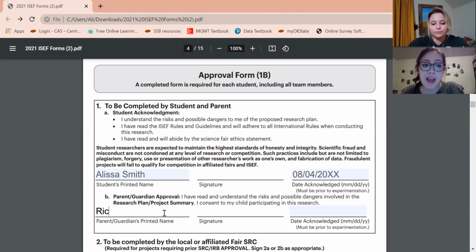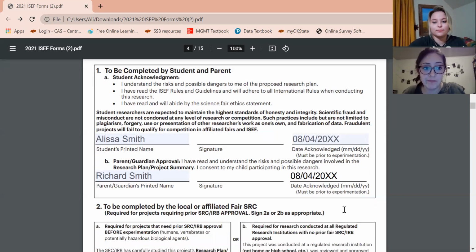For the parent's name, please use their full name and not a nickname. To clarify, if their full name is Richard, you would put that instead of Rick. They will then sign their signature and put a date before experimentation begins. For example, if you begin experimentation on September 1st, the date signed needs to be before September 1st.